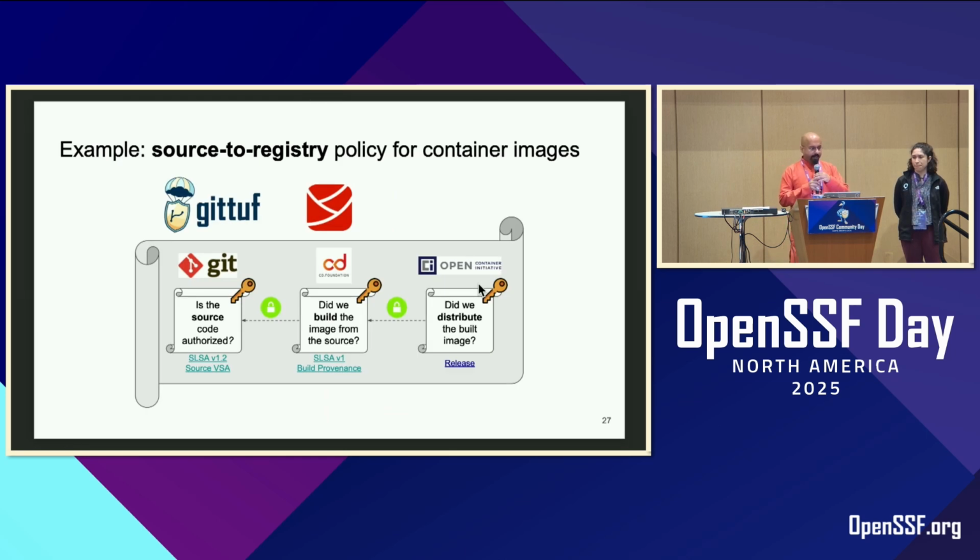Okay, so here's a nice little example that also talks about a few sister projects. Let me explain the policy. Here's an end-to-end policy that governs your supply chain security for container images, all the way from source to the moment it's pushed to the registry. For the first attestation, you could use something like GitTUF to produce a SLSA v1.2 source VSA to say whether this source code is authorized. That could mean any number of things.